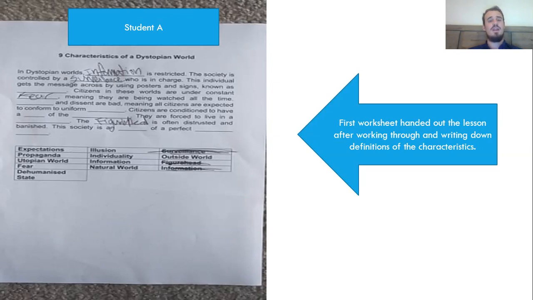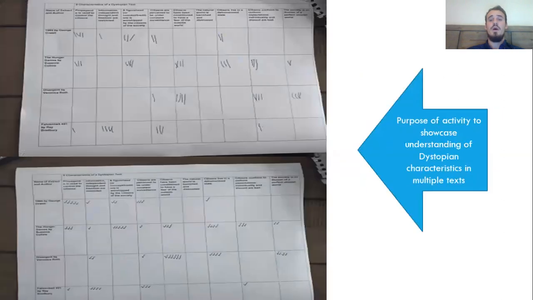And they've shown that there was not a very good retrieval level of knowledge here, as they have not answered all questions and also have answered some questions incorrect. So that showed me that I had to go back and run through the characteristics with this student. And this was something I found with the whole class. The purpose of this activity was to showcase understanding of dystopian characteristics in multiple texts.